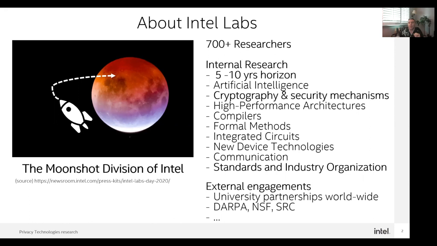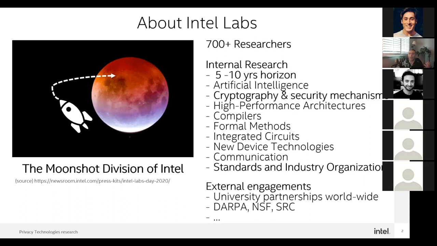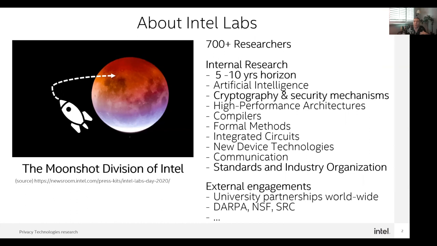Improvements may mean many things. But within the topics of research, one of our top priorities is related to cryptography and security mechanisms, and we'll talk about that in a second, as well as standards and industry organizations. Among the various external engagements, which we keep alive because the community is a lot larger than just Intel Labs, it spans industry organizations as well as academic and government research groups. We engage in external university research, as well as government entities such as the Department of Defense in the United States, the National Science Foundation, the Semiconductor Research Corporation, and so on.